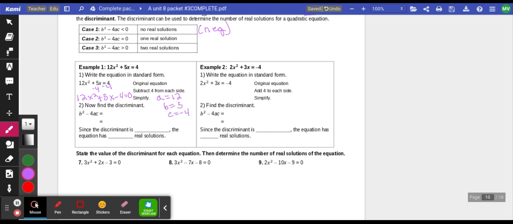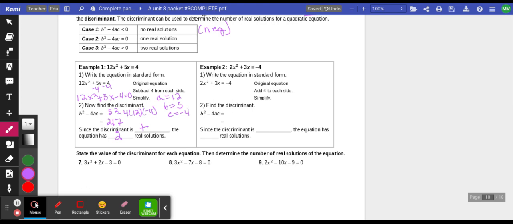I'm going to substitute into just b squared minus 4ac. So that's 5 squared minus 4 times 12 times negative 4. On my calculator, I do 5 squared minus 4 times 12 times negative 4, and it equals 217. Since it is positive, the equation has two real solutions.